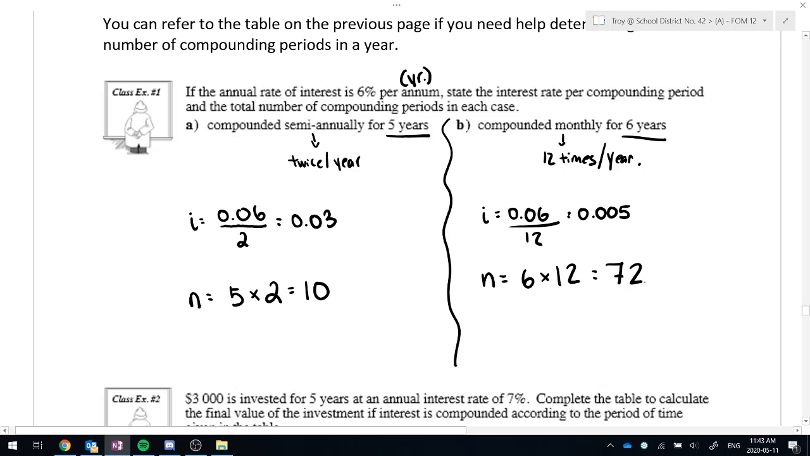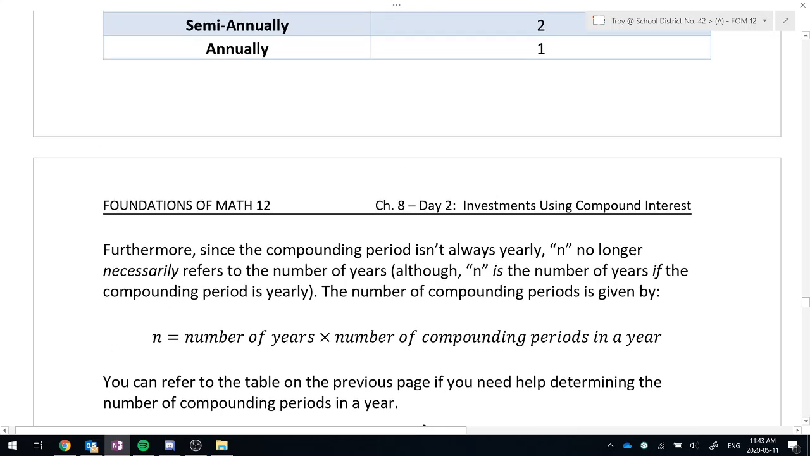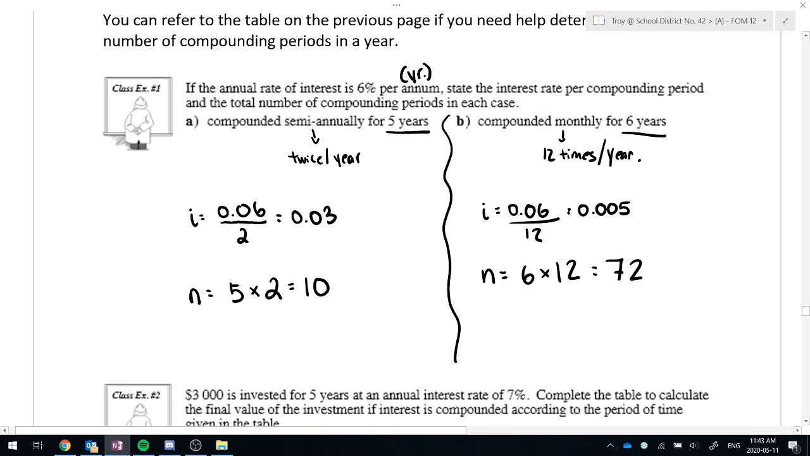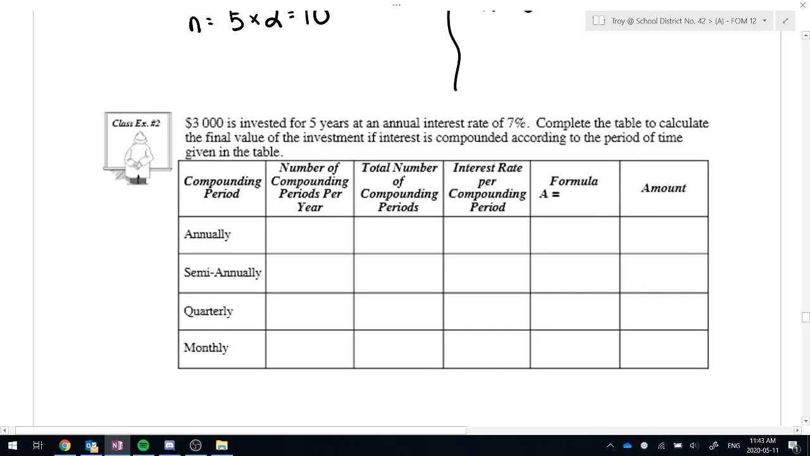So if we wanted to calculate the final interest for this one, if we had the other information, we would be using an I value of 0.005 and an n value of 72. So hopefully that's pretty straightforward. It's just two simple formulas to calculate this one. We can do the next question here. We're actually going to do a few calculations for this one, so let's take a look.